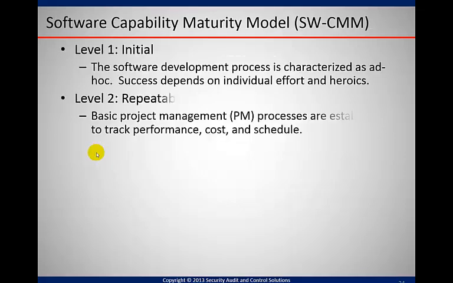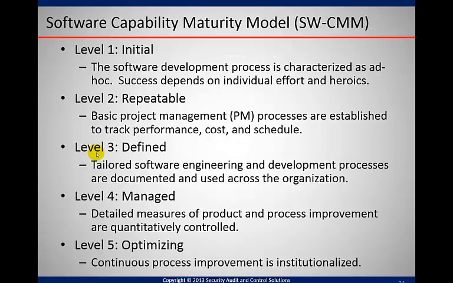The software capability maturity model has a few levels. It has 5 levels, the first being initial, whereby the software development process is characterized as ad hoc. Success depends on individual effort and heroics. Level 2 is repeatable. This is basic project management processes that are established to track performance, cost, and scheduling. We have level 3, which is defined. It's tailored software engineering and development processes that are documented and used across organizations. Level 4 is managed. This is where detailed measures of product and process improvement are quantitatively controlled. And level 5 finally is optimizing, where continuous process improvement is institutionalized.